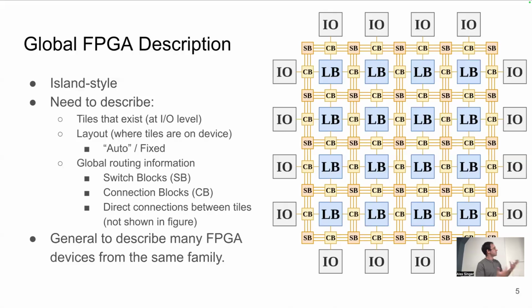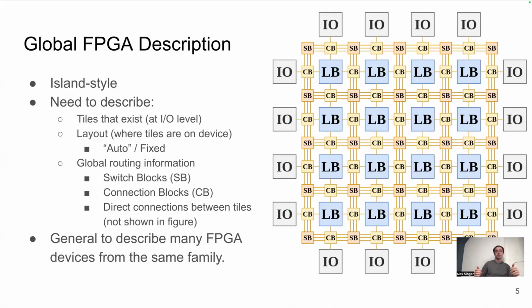And we want to keep this as general as possible to describe many FPGA devices from the same family. So for example, if I have a device family like this one, which has a bunch of IOs on the perimeter and logic blocks, I could describe a whole family of devices as long as they all have these tiles and their connections and switch blocks are somewhat like this. And then I can play with this. I can put the IOs only on one side. I can put the IOs in the middle. I could remove most of the IOs and leave only one in the top left corner. Whatever my device actually is, or my family of devices will be, I can describe them at a high level. So that's the global level.